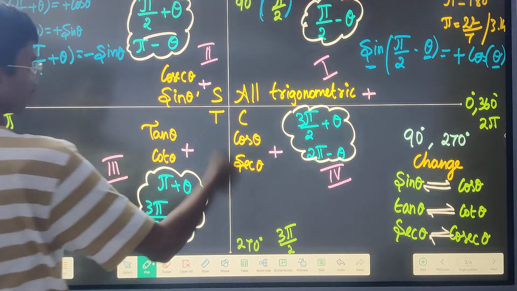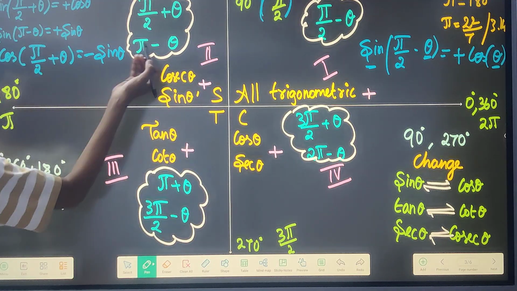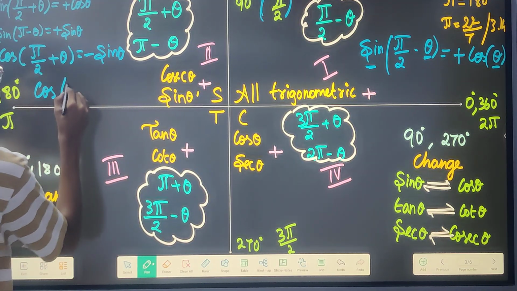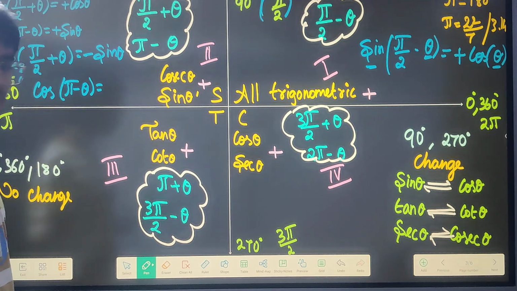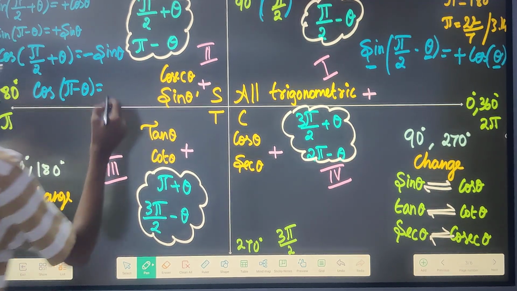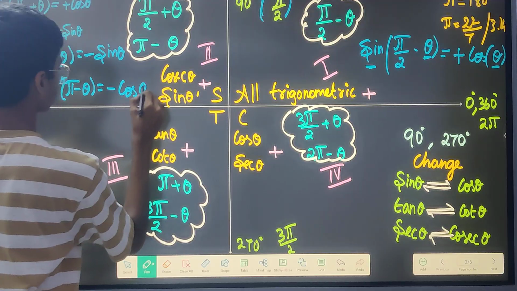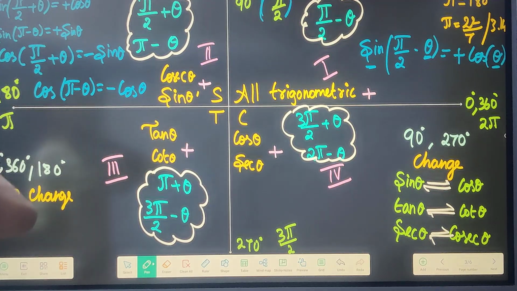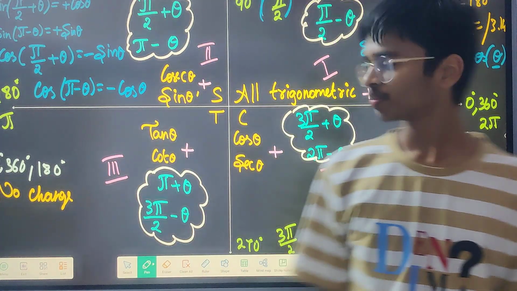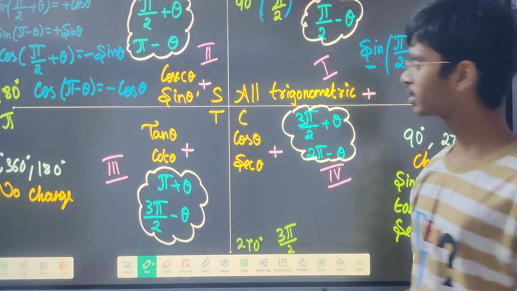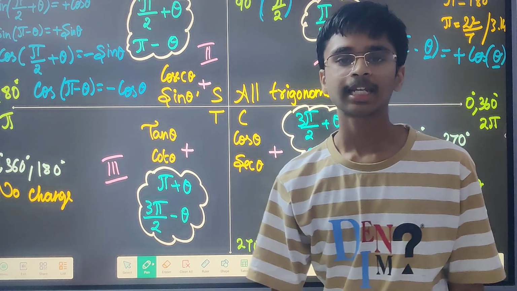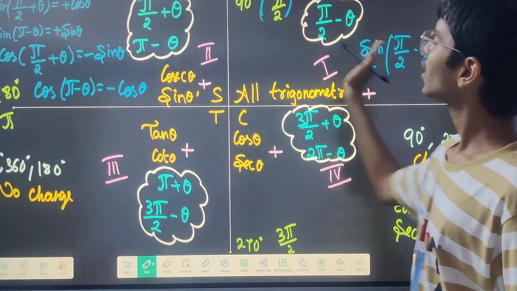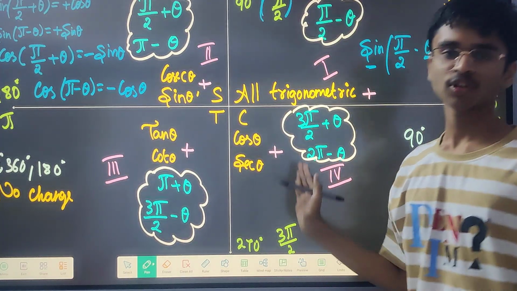Then for this one we are going to see cos of pi minus theta. No change, and it is negative, so you can write minus cos theta. Why? Pi, that is 180 degrees, means no change, and here it is negative, so minus cos theta. Just like that you have to do it for every other quadrant.